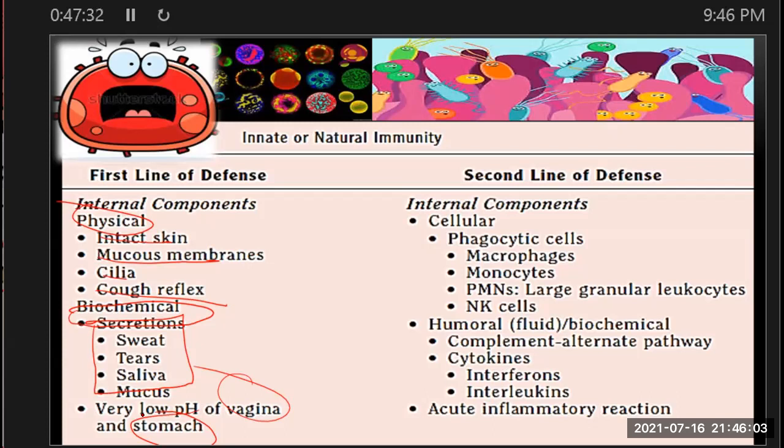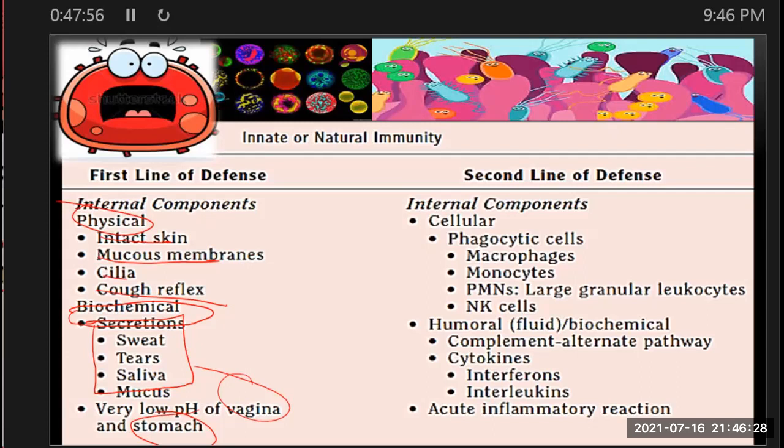Lactic acid production in the female genital tract keeps the vagina at a pH of 5. So girls, don't try to clean your vaginas that much. They can clean themselves. By themselves, they can maintain that pH. By the time the pH really changes, though, there might be possible pathogenic invasion.